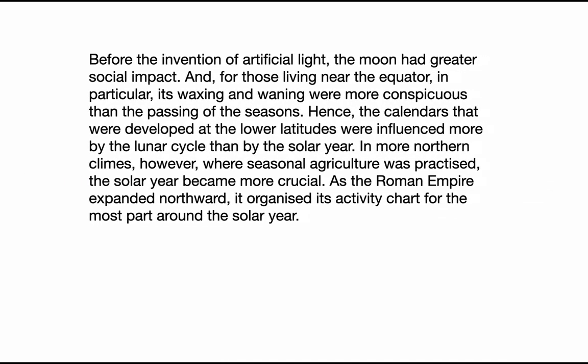Before the invention of artificial light, the moon had greater social impact, and, for those living near the equator, in particular, its waxing and waning were more conspicuous than the passing of the seasons. Hence, the calendars that were developed at the lower latitudes were influenced more by the lunar cycle than by the solar year. In more northern climes, however, where seasonal agriculture was practiced, the solar year became more crucial. As the Roman Empire expanded northward, it organized its activity chart for the most part around the solar year.